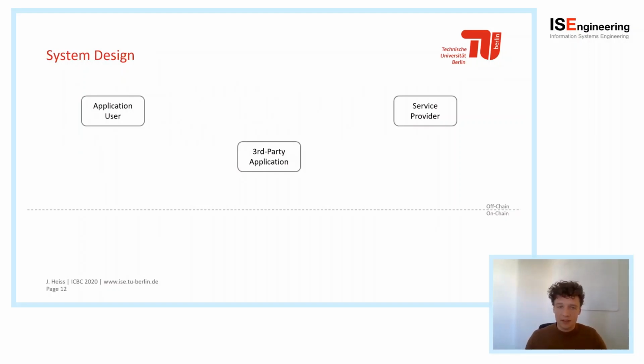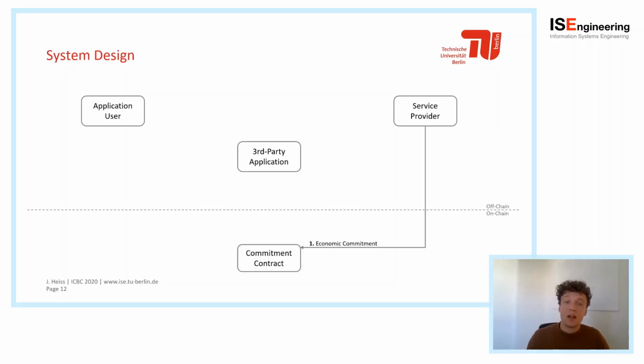So we have the same parties as we have in our initial example, but now as a first step, the service provider deploys a smart contract to the blockchain and deposits an economic commitment to it. This economic commitment is paid out to the party that first submits a valid proof of access and thereby proves a consent violation. So the commitment contract also implements the logic to validate a proof of access against a registered consent policy, and then pay out the monetary reward.